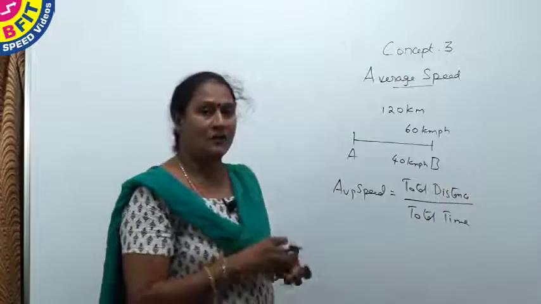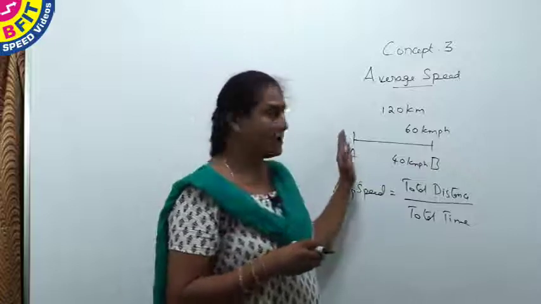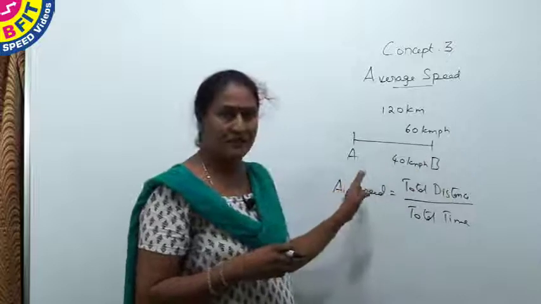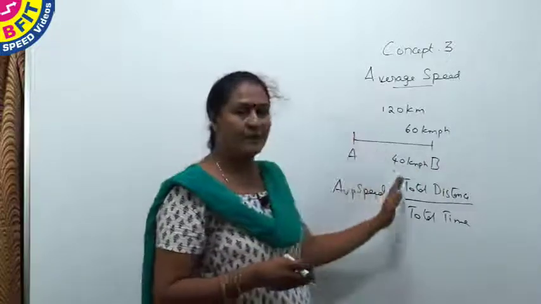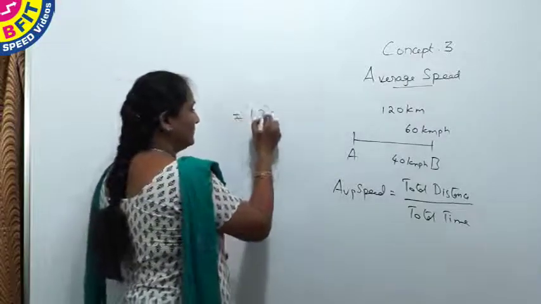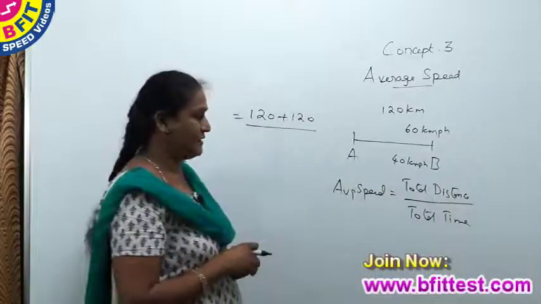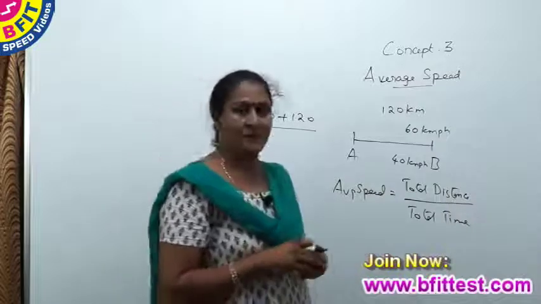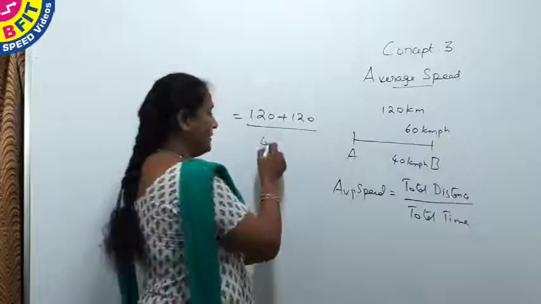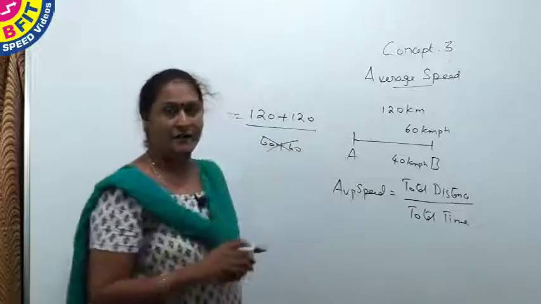So how to calculate the average speed using this concept? What is the total distance covered? The first day he covers 120 kilometers with speed 60. The second day also he covers the same distance. So total distance will be 120 plus 120, which is equal to 240. This is the total distance, and when dividing by the time taken, don't write 60 plus 40 in the denominator, or don't divide by the speed, but you have to find the time taken.